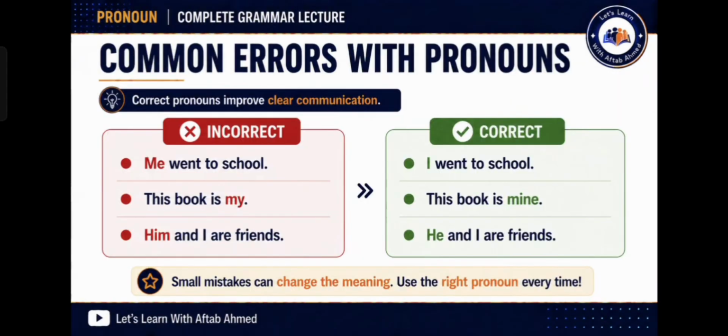Now let's look at some common mistakes. Incorrect: Me went to school. The correct form is: I went to school. This is my book. This book is mine. Incorrect: Him and I are friends. The correct form is: He and I are friends. Learning these common errors will help you speak and write English more accurately. Always pay attention to the correct forms of pronouns.